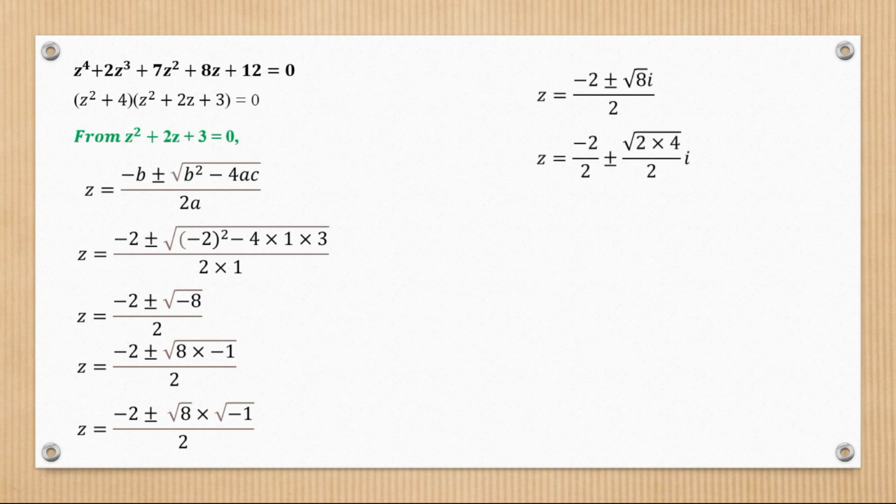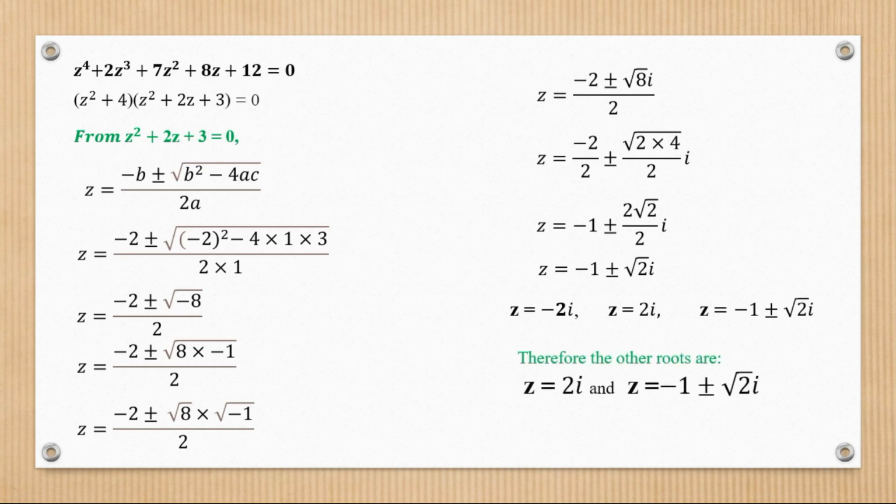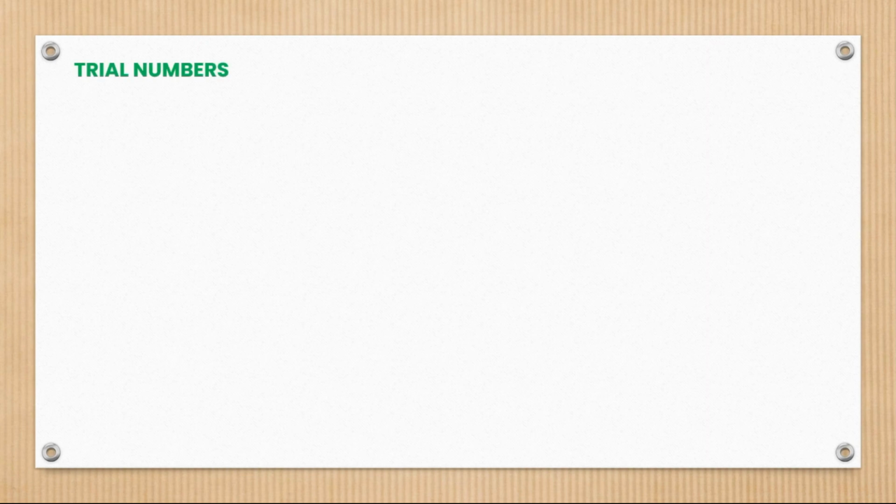So simplifying, root of 8 is the same as root of 2 times 4, and we know that root of 4 is 2, so the 2 goes outside the root, and we're left with 2 root 2. And then negative 2 divided by 2 is actually negative 1, so that's what we're left with. Now the 2's here cancel, so we're left with negative 1 plus or minus root 2 i. So these are two different values of z. We can see that these are the values of z that we get for this quartic equation, and hence we've actually solved it.